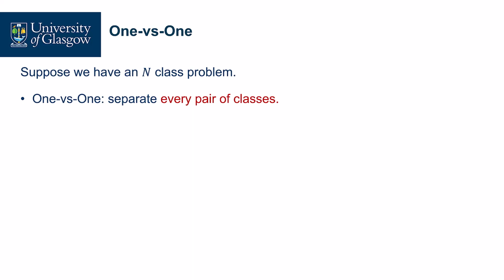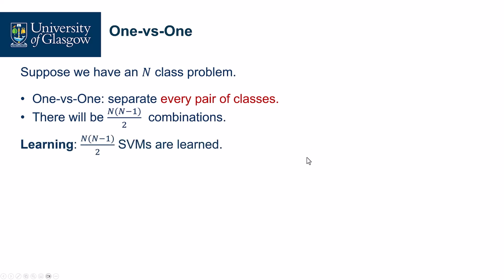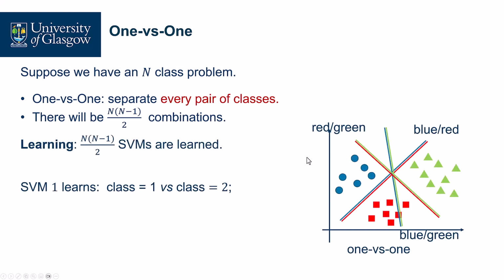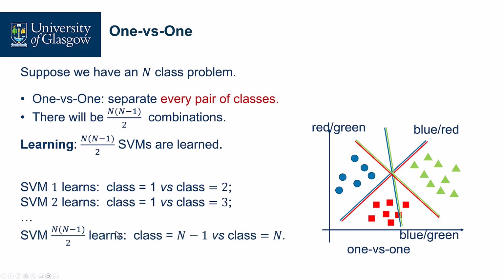Then we can see the one versus one. We still have the n-class problem. This time each time we separate every pair of classes. So this is a combination problem, and we will train n multiplied by n minus 1 divided by 2 SVMs. So for each SVM, we can say SVM 1 separates class 1 and class 2, then class 1 and class 3, up to class 1 and class n, and the last one, class n minus 1 and class n. So we can divide all of them, right?